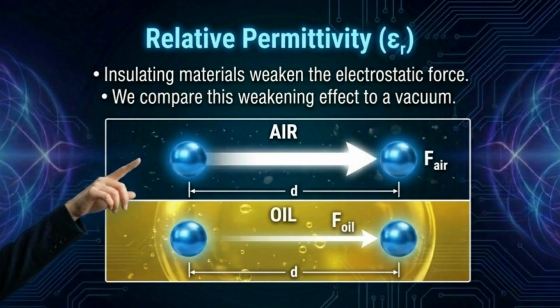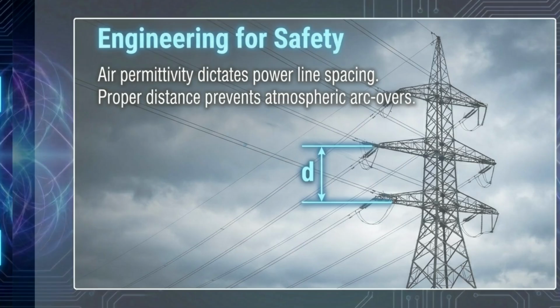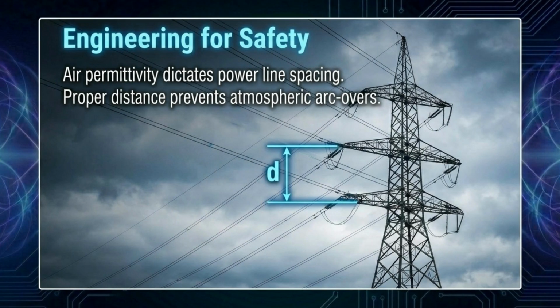Relative permittivity shows how insulating materials weaken the electrostatic force. We compare this weakening effect to the force in a vacuum. Different materials have various relative permittivity values. For instance, air has a value of 1, insulating oil around 3, and mica around 6. The permittivity of air is crucial for engineering safety as it dictates power line spacing. Maintaining the proper distance prevents atmospheric arc-over.